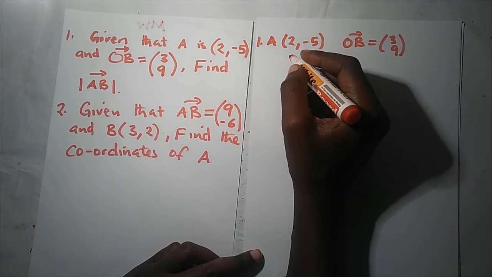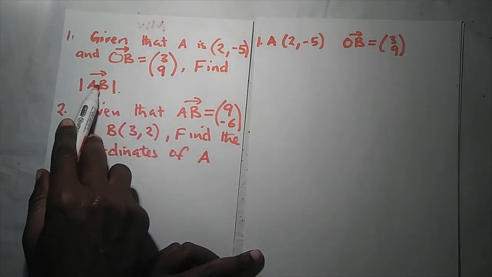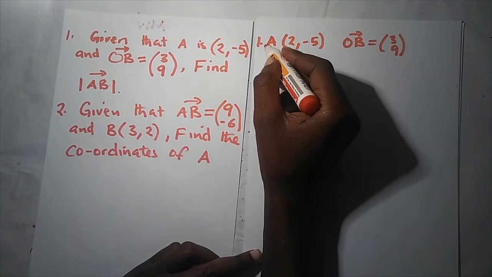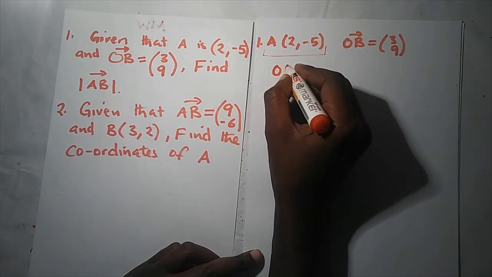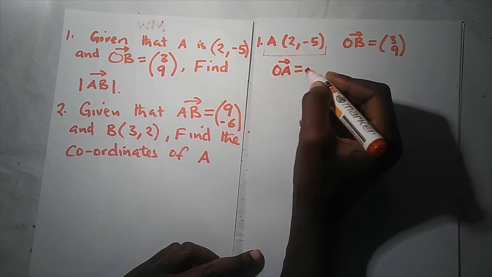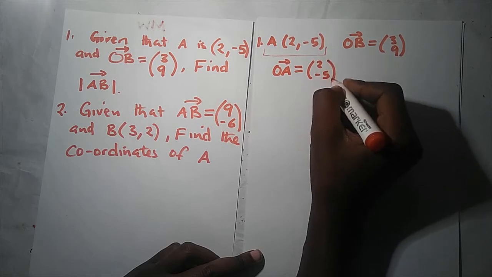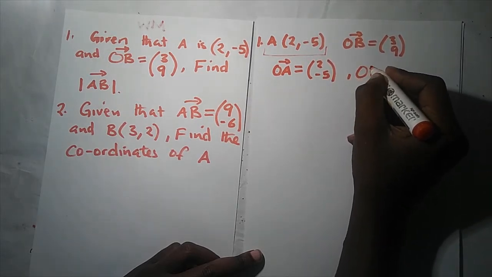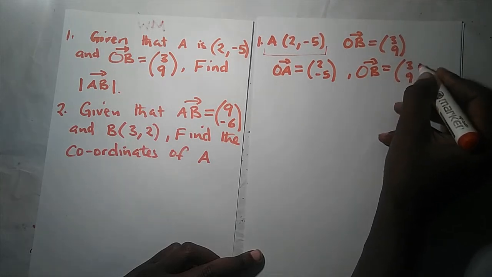The formula will be given later, but the first thing that you have to do in this question is find AB. So write this A as a position vector. It's going to be OA. Remember, position vectors always start from O, the origin. So you're going to have 2 and -5 as a position vector, and then you also have B, which is given as 3 and 9.